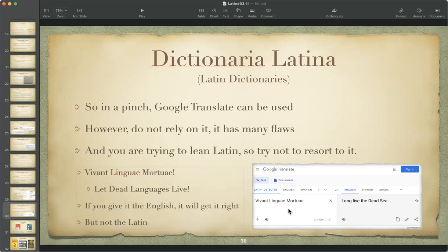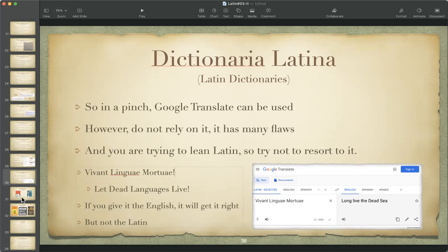So anyway, actually, if you give it the English, which is curious, if you said let dead languages live and say go from English to Latin, it actually gets it right. But oddly, not the Latin to English. So they've still got a ways to go. At this rate, in a few years, it should be an A, though I'm not sure about that. I suspect they used something called a neural network, and they fed a bunch of text into it to improve it.